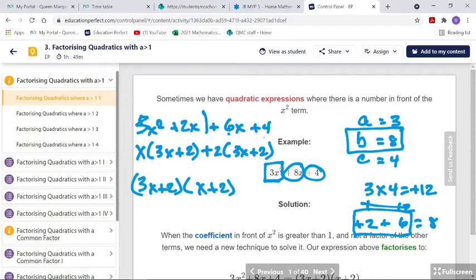Not at all. You could put the 6 here and the 2 there, but the only thing that'll happen is it'll just reverse these two brackets. And it doesn't make a difference what order they're in because they're multiplied. Good question. Yeah, perfectly fine. Okay.